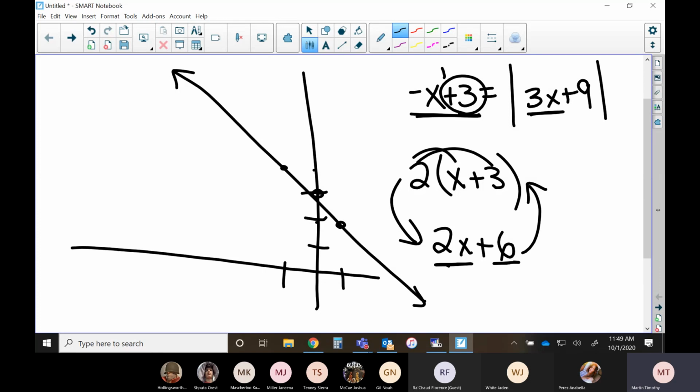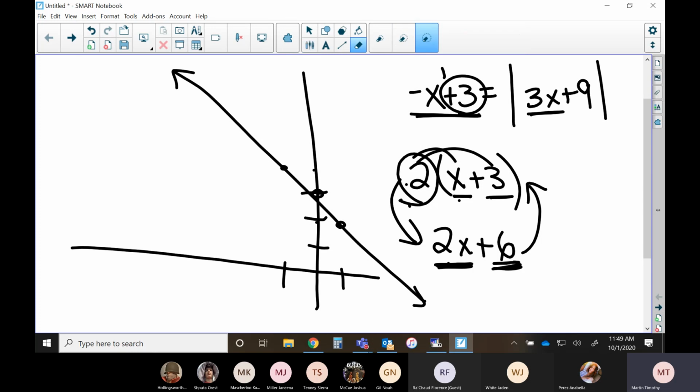2 goes into them. 2 goes into 2x. 2 goes into 6. So you pull that 2 out in front, and then you say, 2 times what would get me back to 2x? X. 2 times what would get me back to 6? 3. And you put those missing pieces there.